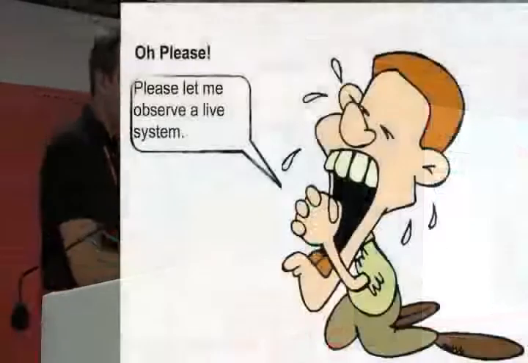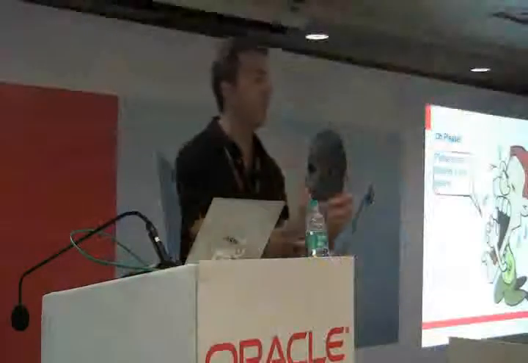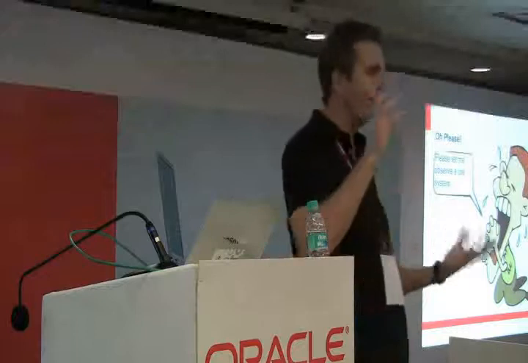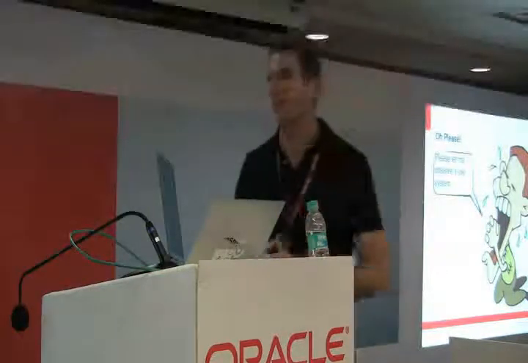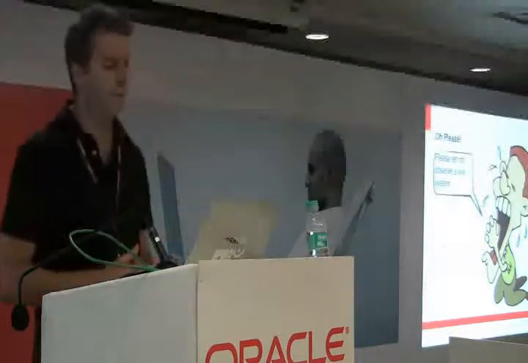So here we are. Please let me observe a live system. I don't want to have to recompile anything. I don't want to have to set any flags and restart anything. My users aren't going to want me to do that. Again, maybe the system's working okay, but it has some quirks you want to identify. It's not a critical situation, but you would like it to perform a little bit better. But you don't want to take the system down to do it.